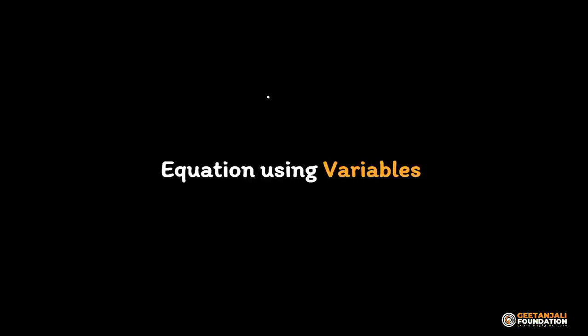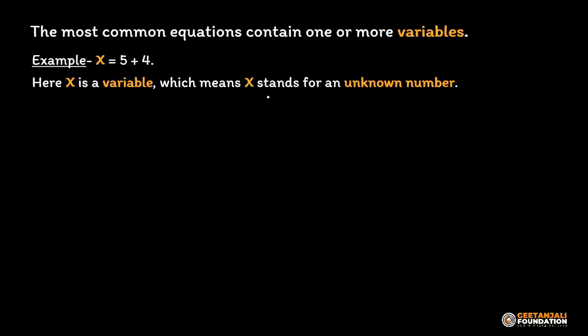Now, equations using variables. So far I have explained everything with the help of numbers so that you understand the basic ideas. But whenever you come across an equation, most of the time you will see some variables involved in it. What are variables? Variables are unknown numbers. Here for example, x equals 5 plus 4. If I write x is equal to 5 plus 4, you know what this 5 is, you know what this 4 is, but you don't know what this x is, what its value is.